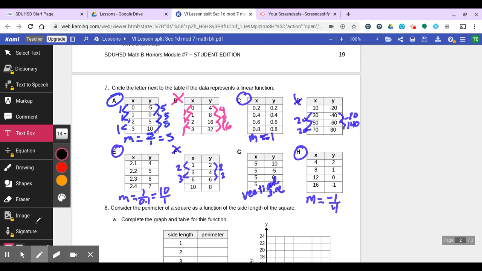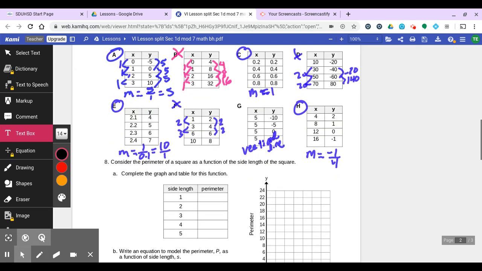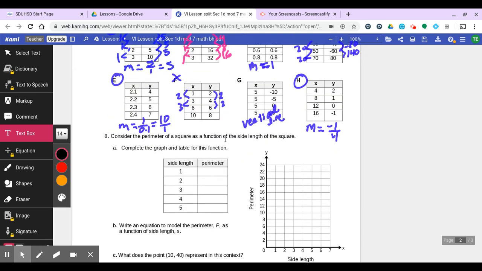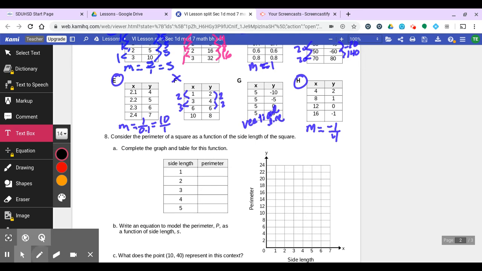All right, number 8. Consider the perimeter of a square as a function of the side length of the square. Complete the graph and the table for this function. Okay, so if I have a square and one of the sides is 1, then I know that the perimeter is 1 plus 1 plus 1 plus 1, which would be 4. If the sides were each 2, my perimeter would be 8. If the sides were each 3, my perimeter would be 12. If the sides were each 4, my perimeter would be 16. If the sides were each 5, my perimeter would be 20.